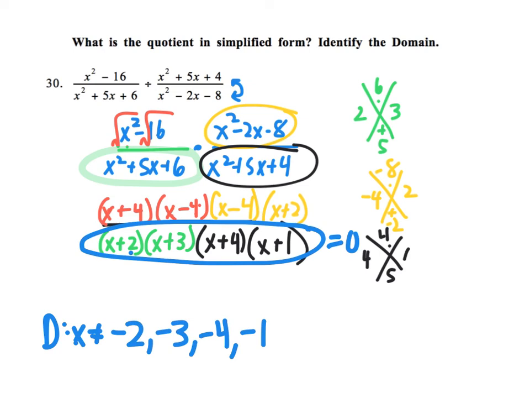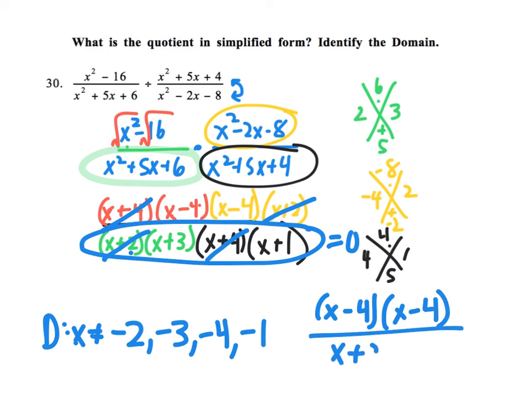Now we're going to go ahead and cancel things out. If something shows up on the top and the bottom, we can get rid of it. I see I have a +2 and a +2. I have a +4 and I have a +4. My final answer, it looks like, is x minus 4 times x minus 4 all over x plus 3 times x plus 1.